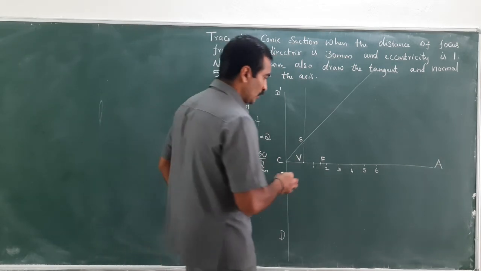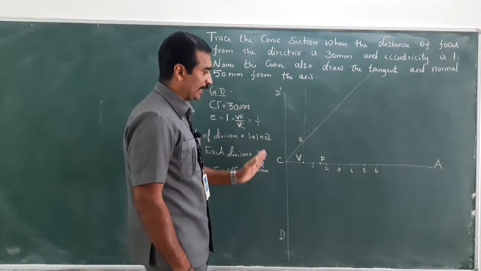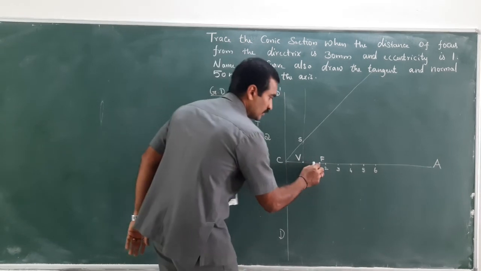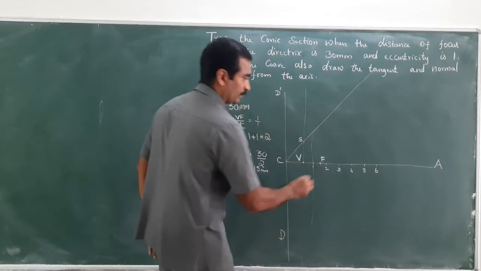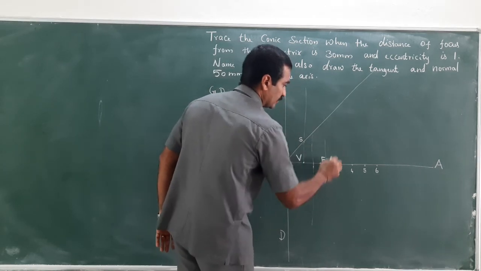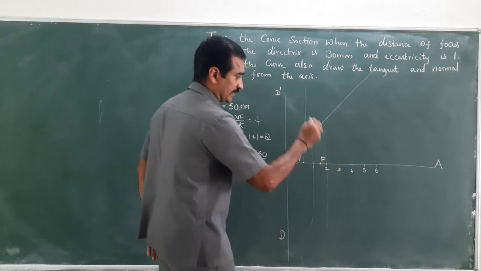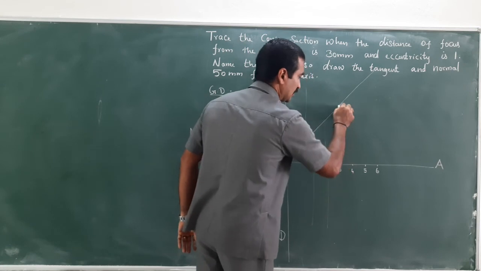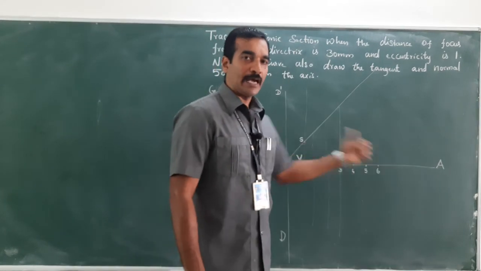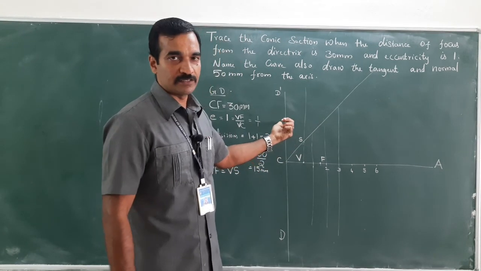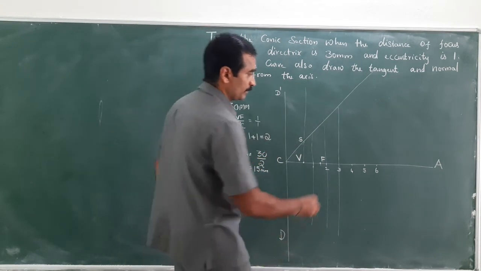Right. Now I need to draw parallel lines to the directrix above the axis and below the axis. Extend this line on either side of the axis. This line should be perpendicular to the axis and parallel to the directrix, which is nothing but a straight line.